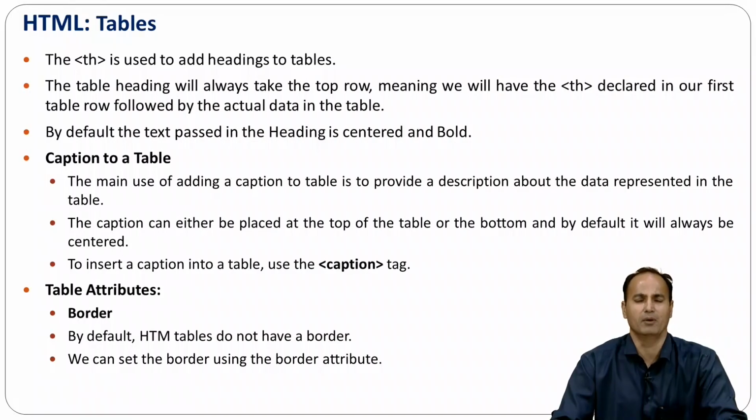Caption on the table. A caption generally serves as, we can say, the title of the table. The main use of adding a caption to a table is to provide a description about the data represented in the table. The caption can be placed either at the top of the table or the bottom, and by default it will always be centered. To insert a caption into the table, we will use the caption tag.